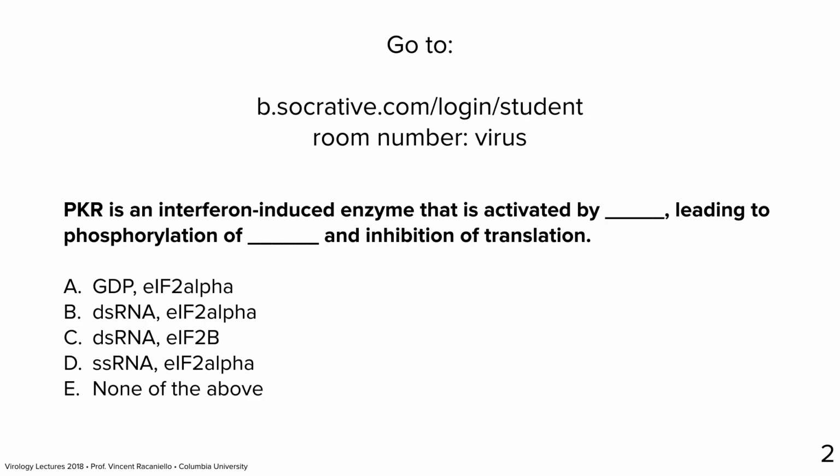Our next question is, PKR is an interferon-induced enzyme that is activated by blank, leading to phosphorylation of blank and inhibition of translation. So we have, to fill in the blanks: GDP, EIF2 alpha; double-stranded RNA, EIF2 alpha; double-stranded RNA, EIF2B; single-stranded RNA, EIF2 alpha; or maybe none of these is right. So what activates PKR? Most of you got double-stranded RNA, that's right, and it phosphorylates EIF2 alpha. Some of you picked double-stranded RNA and EIF2B, but EIF2B is not phosphorylated, and it is not single-stranded RNA.